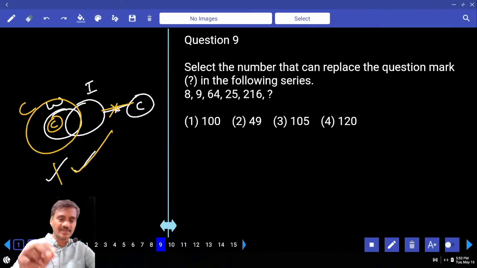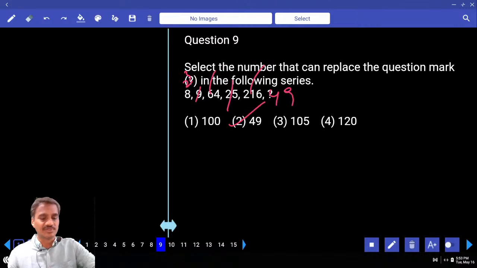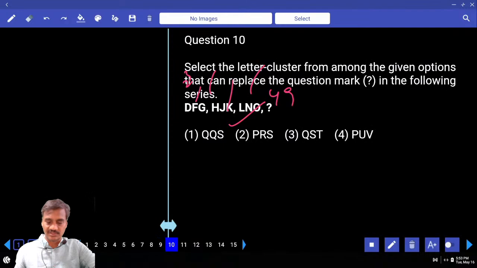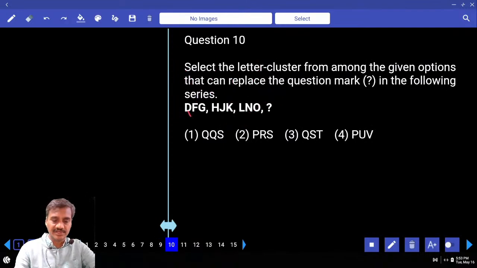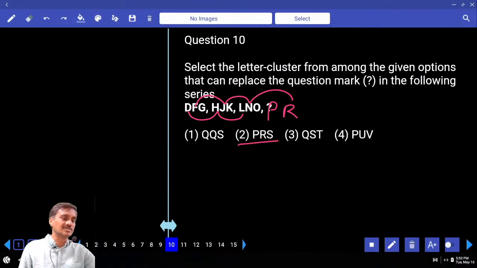Now in this ninth one, 8, 9, 64. Now 2 cube, 3 square, 4 cube, 5 square, 6 cube, 7 square. Alternately cubes and squares. And 49, choice 2 for question number 9. And the 10th one, D and H. Plus 4, H plus 4 is L, L plus 4 is P. F and J, plus 4, N, plus 4 is what? R. And P and R, choice 2 for question number 10.